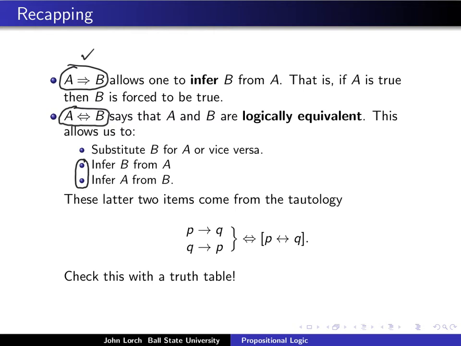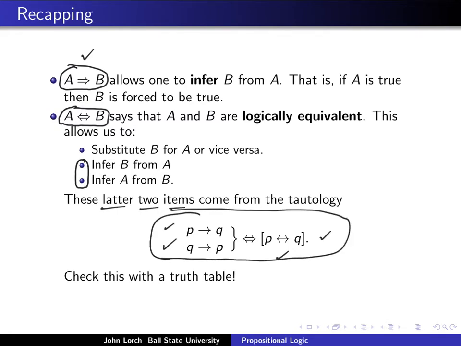Now you might be wondering where those two are coming from. Well, these latter two bullet points come from this tautology, meaning that P and Q are logically equivalent when Q can be inferred from P and P inferred from Q. So it might not be a bad idea to check this tautology here with a truth table.